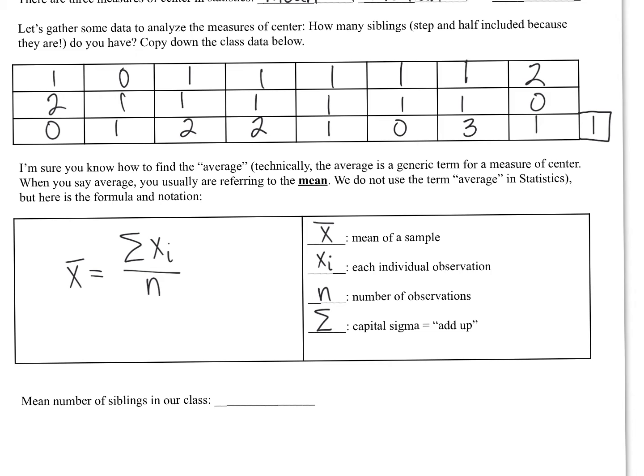No. So if I were to use my class data, add them all up together and divide by 25, I would get a mean of 1.08 siblings.